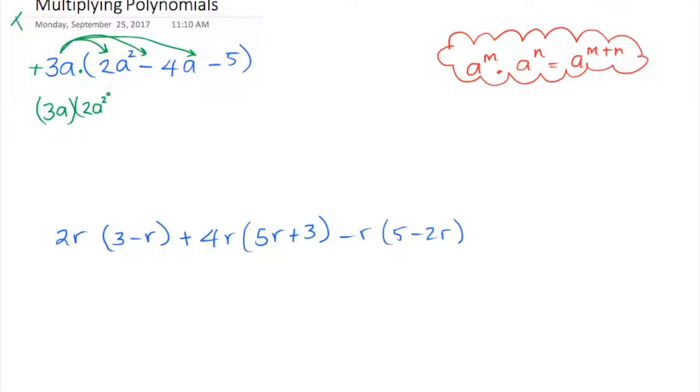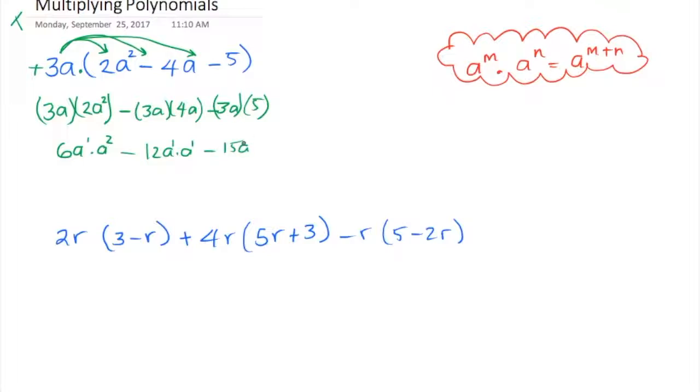So 3a times 2a squared, plus times minus, so it's a negative 3a times 4a, plus minus, so it's minus 3a times 5. Now, 3 times 2 is 6. This is a to the power of 1 times a to the power of 2. Let's keep it like this for now. Minus 3 times 4 is 12, a to the power of 1 times a to the power of 1, minus, this is 15a.